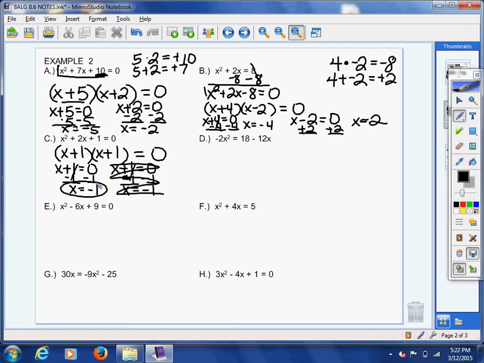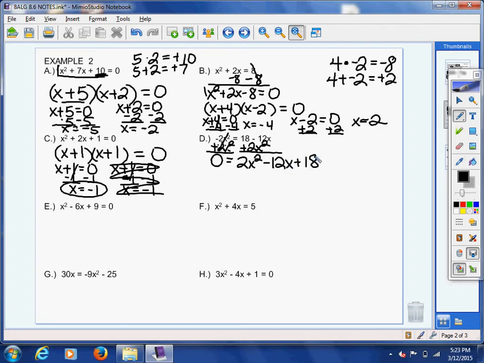Okay, so let's see here. Let me do letter D with you. We have a little bit of a problem. We need to get everything on the same side. So I'm going to add 2x squared to each side. Okay. So now that's going to give me 0 equals 2x squared minus 12x plus 18.